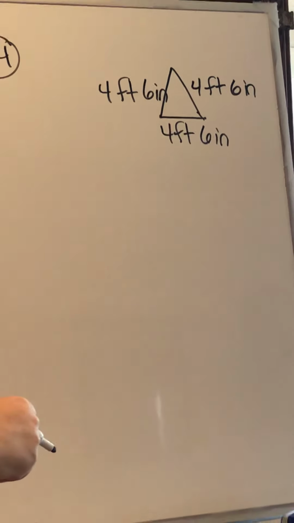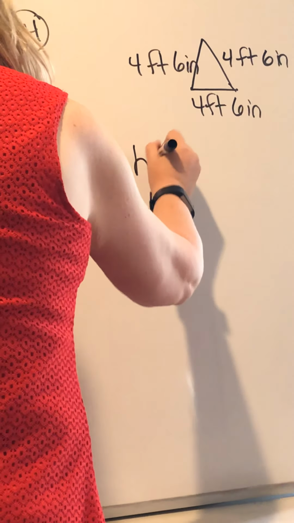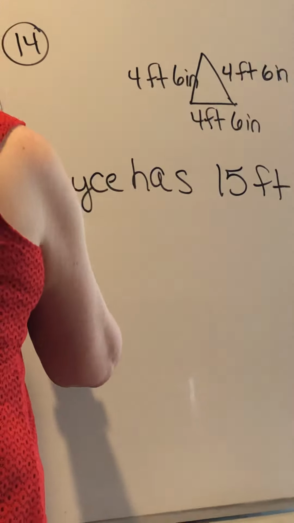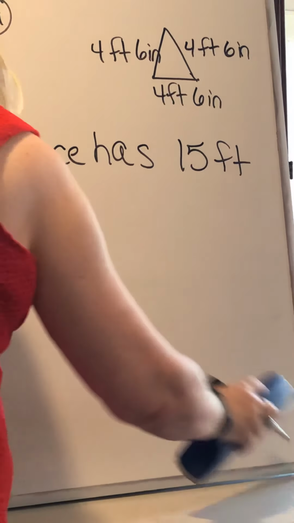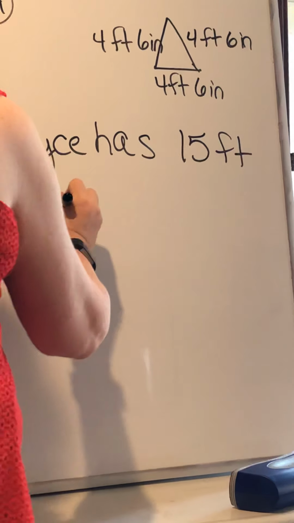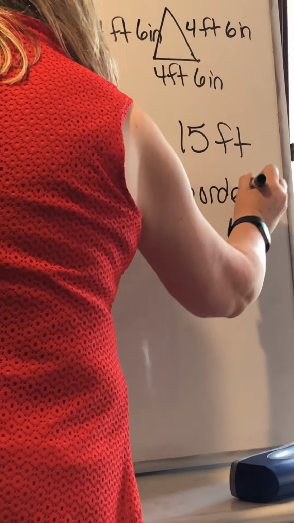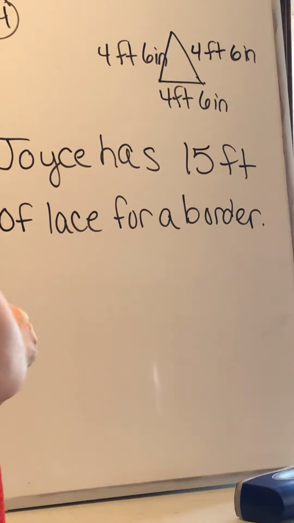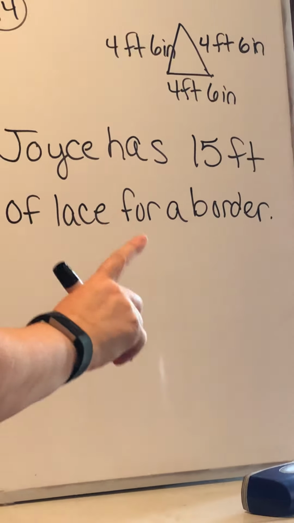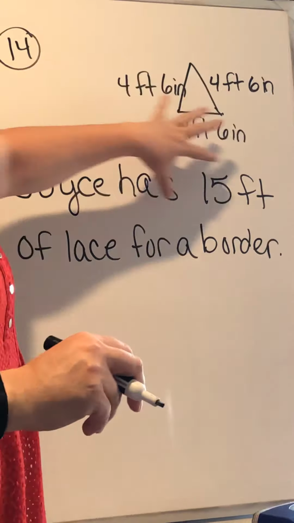Okay, so the story problem reads that Joyce has 15 feet of lace for a border. Okay, and it says here, how much lace will she have left over if she puts a border on a triangular tablecloth that has sides of 4 feet 6 inches on all 3 sides?